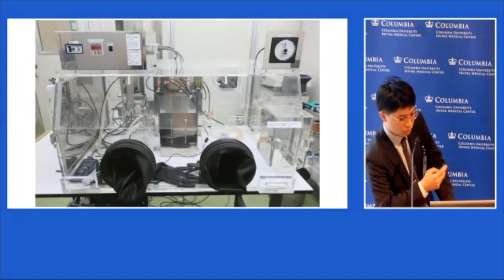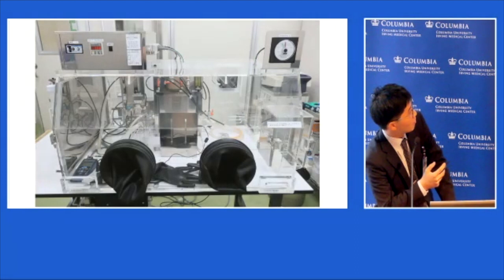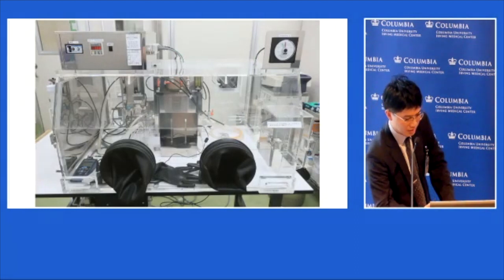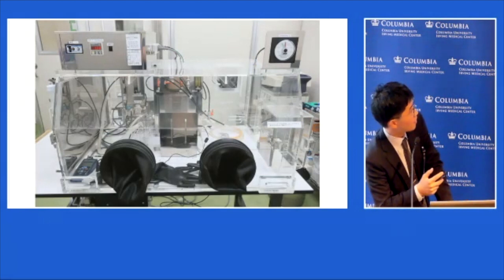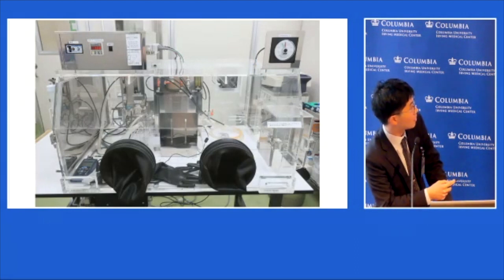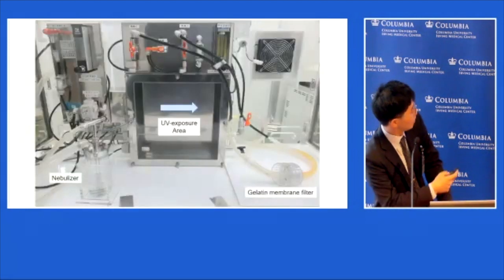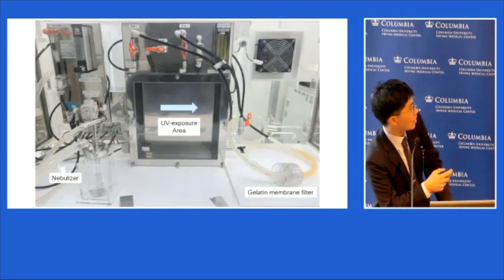This is a photograph of the chamber. Our chamber is a little bit big, so we can't use a biosafety cabinet. So we made an acrylic glove box. All air in and out is filtered by HEPA filters. This is the nebulizer, and this area is the UV exposure area. The particles move from left to right, and the filter collects the particles.